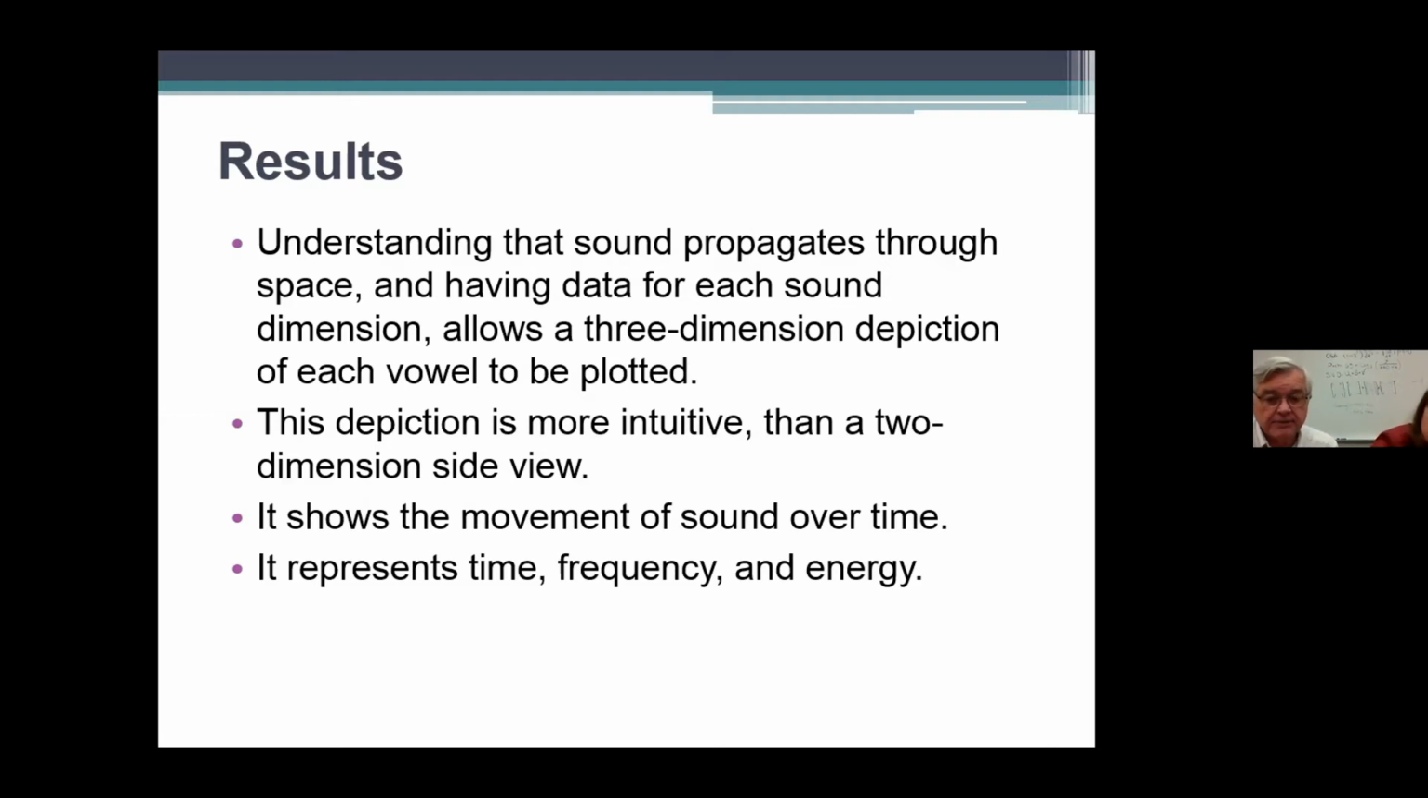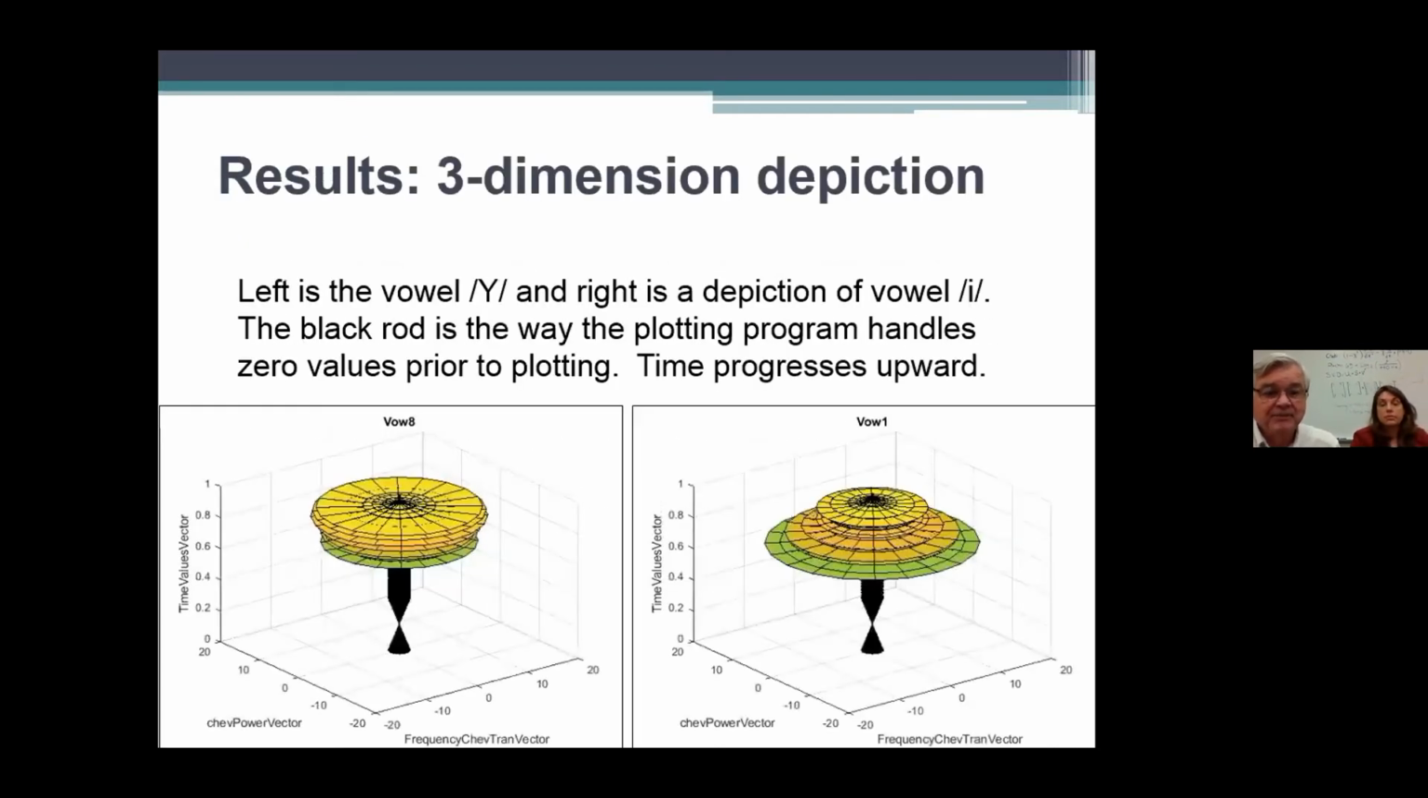And when we hit enter, there we go. Thank you. This is a three-dimensional depiction.